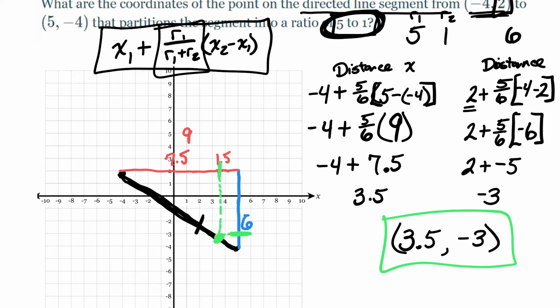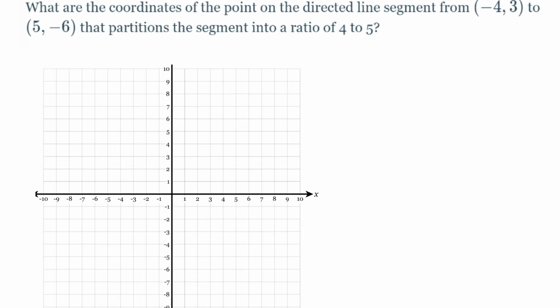We're going to take a look at a few more examples. Here's another one with just 2 points. So we can see we have a point at -4, 3. And we have a point at 5, -6. And our partition line is a 4-to-5 ratio. Well, that means we have a total of 9 parts. 4 parts will be on this side, so we're going to be closer to the first point this time, excuse me, because we'll only go 4 steps.